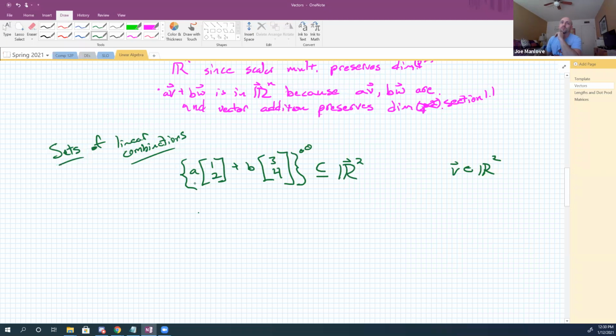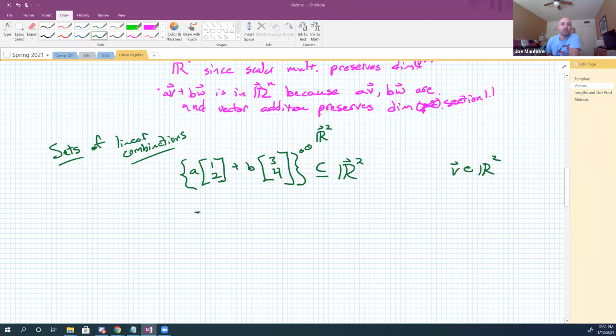Okay. So I have this set. I know it lives in R2 for the same reason that I just discussed, that a linear combination has to be in the same dimension, right? Because scalar multiplication means that each of these, A times 1, 2 will be a 2-dimensional vector, and B times 3, 4 will be a 2-dimensional vector. Now, in this case, these happen to make all of R2. But that's because the vectors 1, 2, and 3, 4 were a little bit special. You guys with me on that?